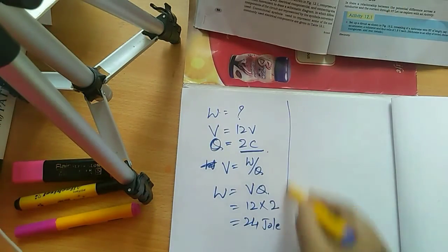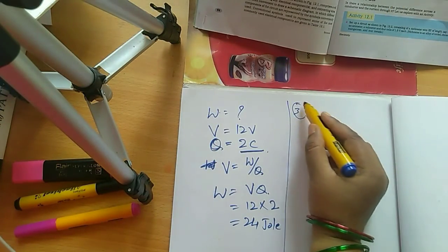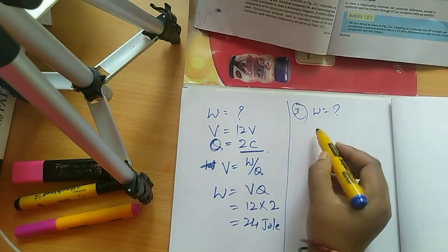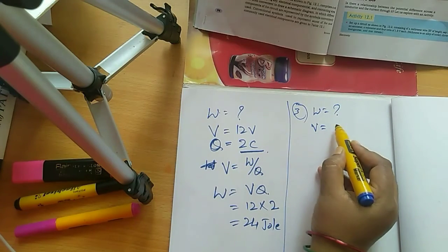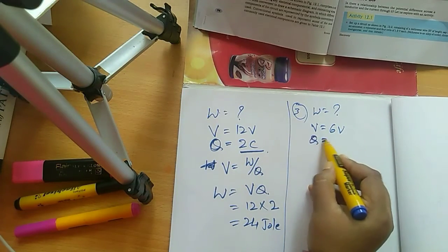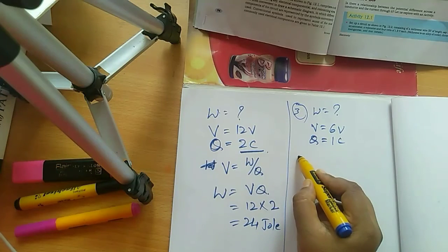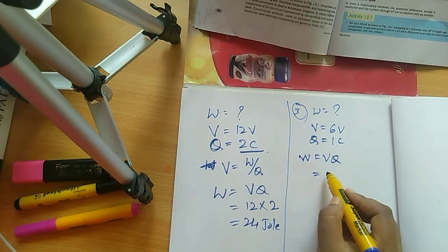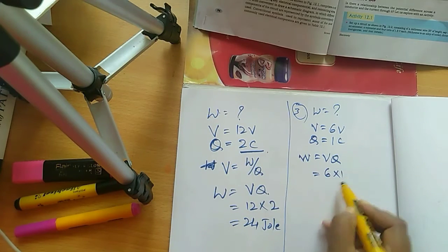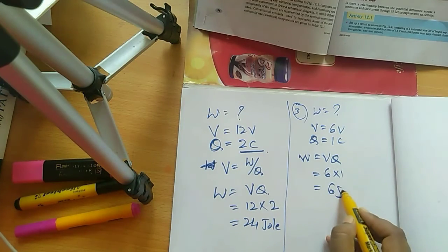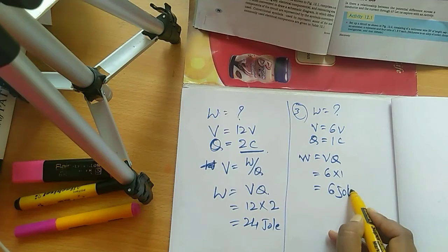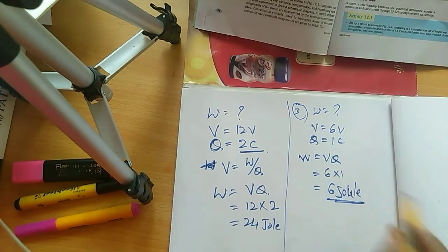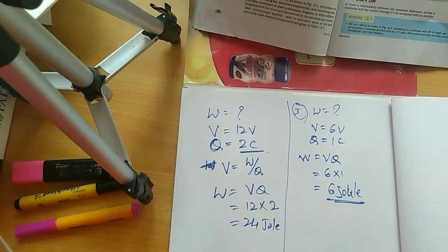Here, another point you can take is the third answer. They ask W is equal to question mark, V is equal to 6 V, and Q is equal to each, which means 1 coulomb. You can use the same formula. W is equal to V into Q, that is 6 into 1, 6 joules. Okay, this is the third question's answer. The other two I explained orally. You can write the questions and answers in the textbook on page number 96.